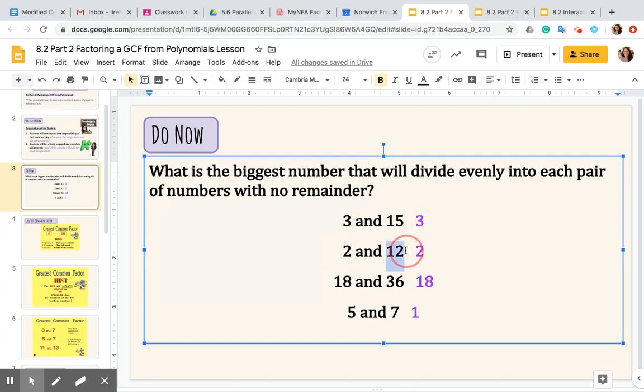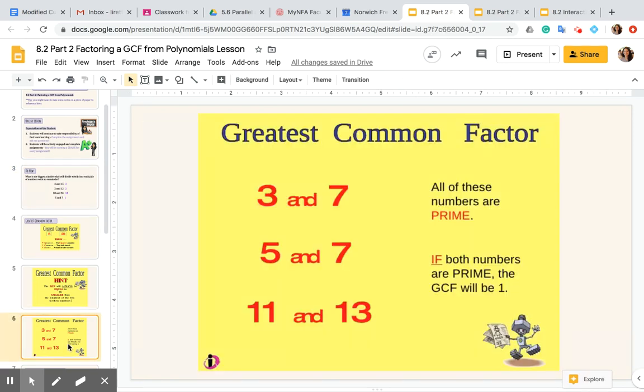2 is prime, 12 is not. My GCF ended up being the smallest number here. 18 is not prime and 36 is not prime. My GCF ended up being this number right here. It won't always be the smallest number, but if you're looking at a group of values and all of the values are prime, the greatest common factor is going to be 1. If they're not all prime, then it might be something greater than 1.